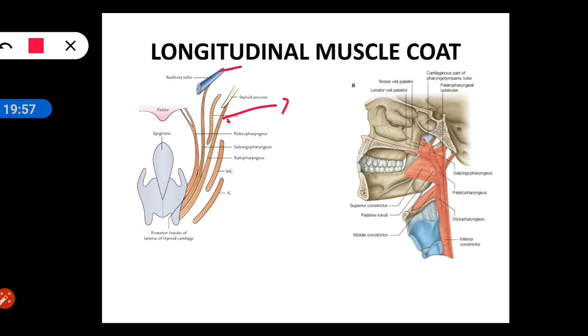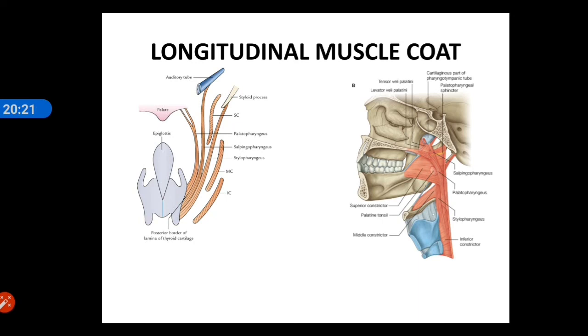Now we discuss about the salpingopharyngeus. Salpingopharyngeus muscle arises from the tubal elevation. It passes underneath the salpingopharyngeal fold and it joins with the palatopharyngeus and the stylopharyngeus muscle, and it's attached to the posterior border of the thyroid cartilage.